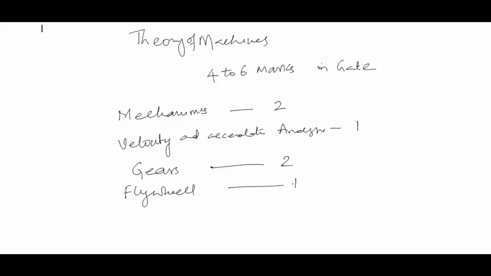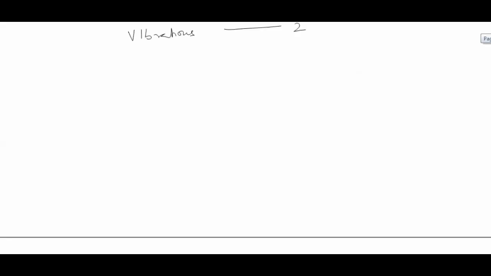Okay, this comes under the category of theory of machines. Besides this, we have one more topic. This is very important, called vibrations. So this you may get 2 marks, right? So that's how the maximum may be 6 marks and the minimum may be 4 marks. Okay, so now let's go to our discussion on the topic mechanisms, right?